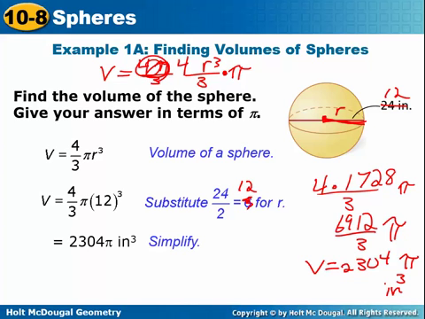Do not use 3.14, because the pi button on your calculator is a lot more accurate, and you're multiplying that number by 2,304. So if I use the pi button, I get 7,238.229474 inches cubed.